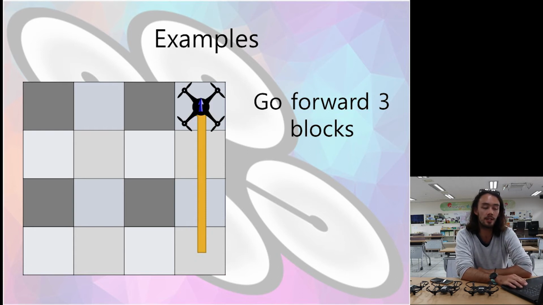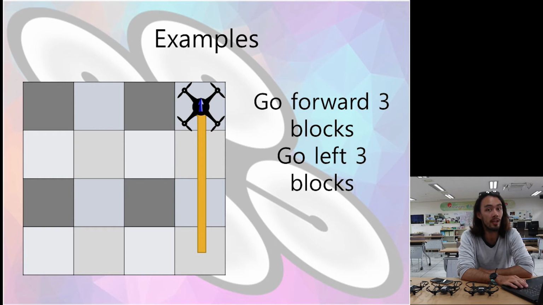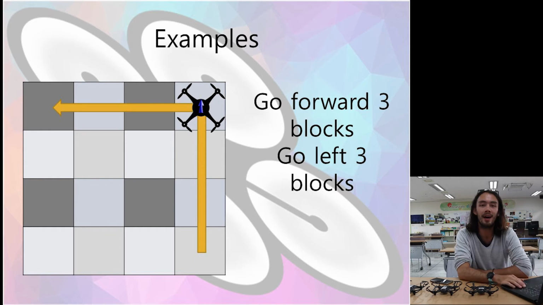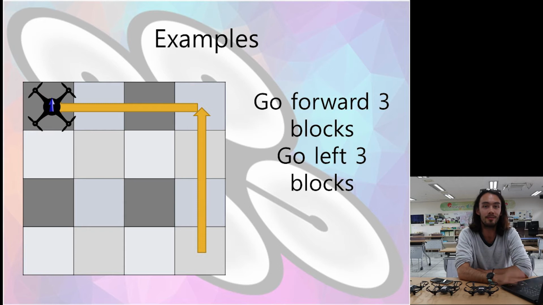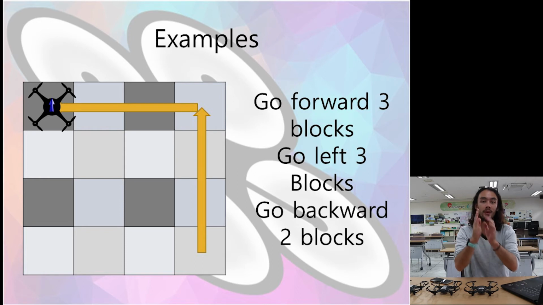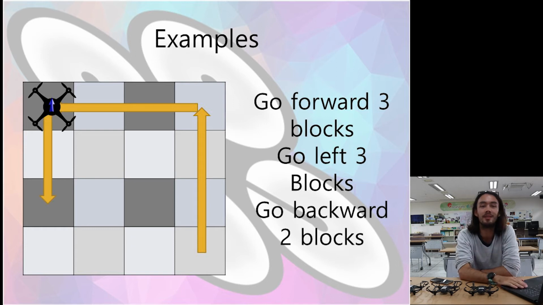The next instruction, go left 3 blocks. Okay, that's pretty easy. So we're just going to go to the left. Here's the golden arrow, and then the drone moves to the left. The next instruction is go backward 2 blocks. So we are still facing up, so we're going to go 2 blocks down then. So you see the arrow, and then the drone moves that way.